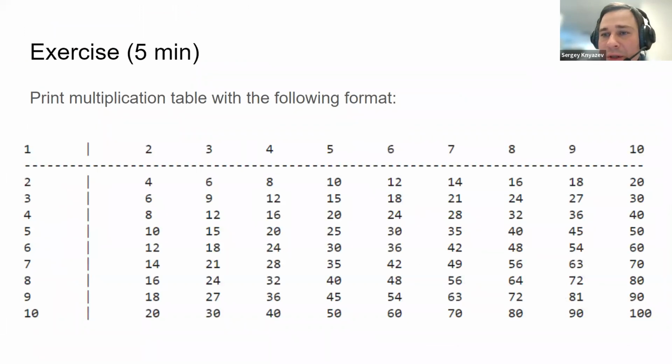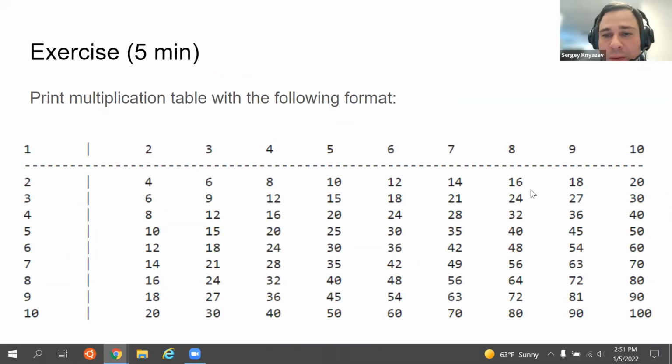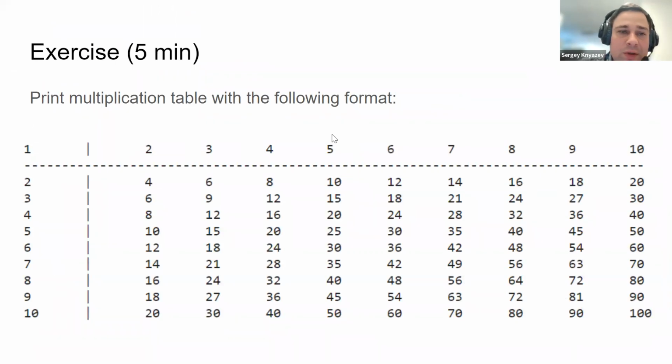Now the second exercise for you is to modify the code of printing tables to print it in this format. For this exercise, we need to use if. I'm going to give you 5 minutes for this exercise. This exercise is basically combining two concepts: for loops and if statements.